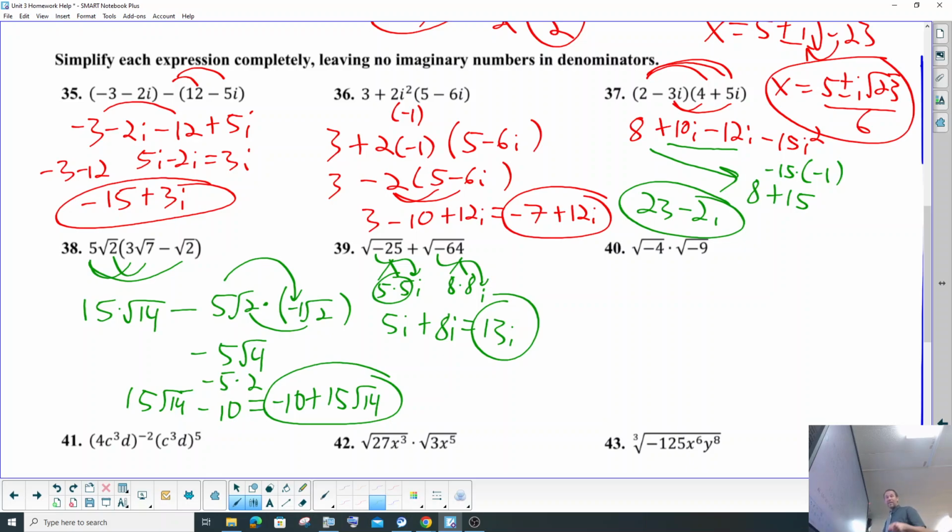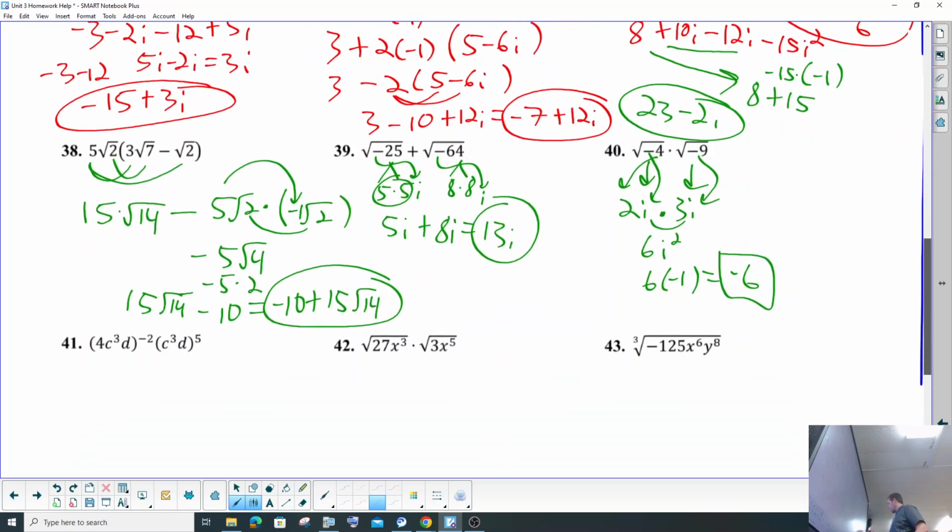Okay, what about when there's multiplication involved? Don't do it, because the i matters. So do the radical first before you multiply them. So the square root of negative 4 is 2i, and the square root of negative 9 is 3i. So 2 times 3 is 6, and i times i is i squared, and i squared is negative 1. So we get negative 6.